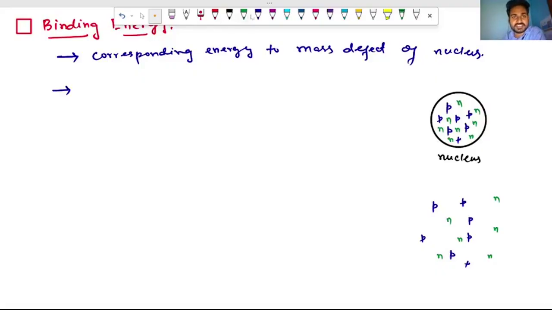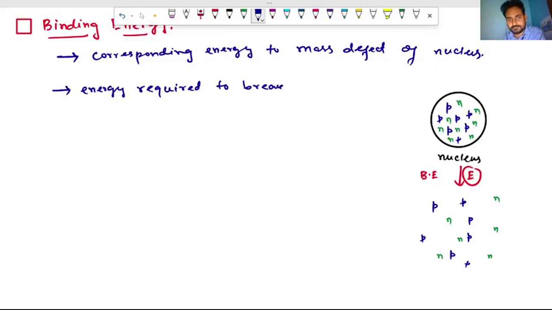You can't do it without any energy. You have to put in some energy, and that energy is equal to the binding energy. So the energy required to break a nucleus into its constituent nucleons. I hope it is clear now.